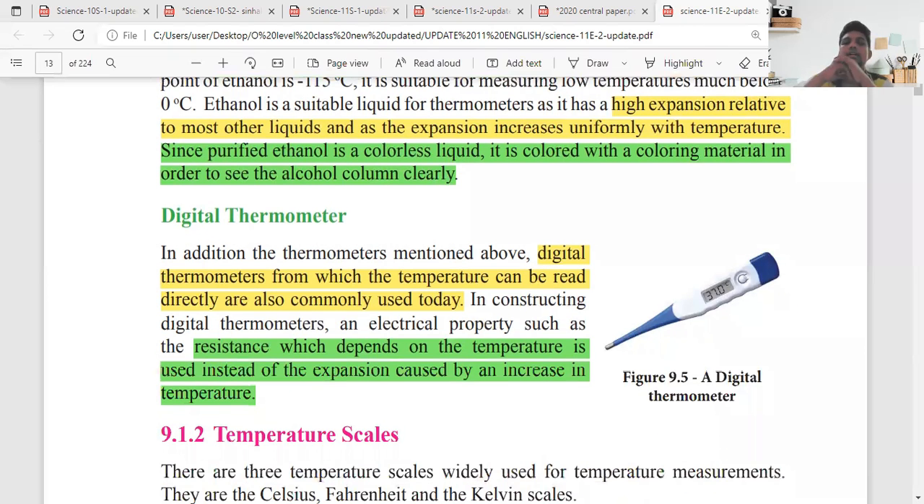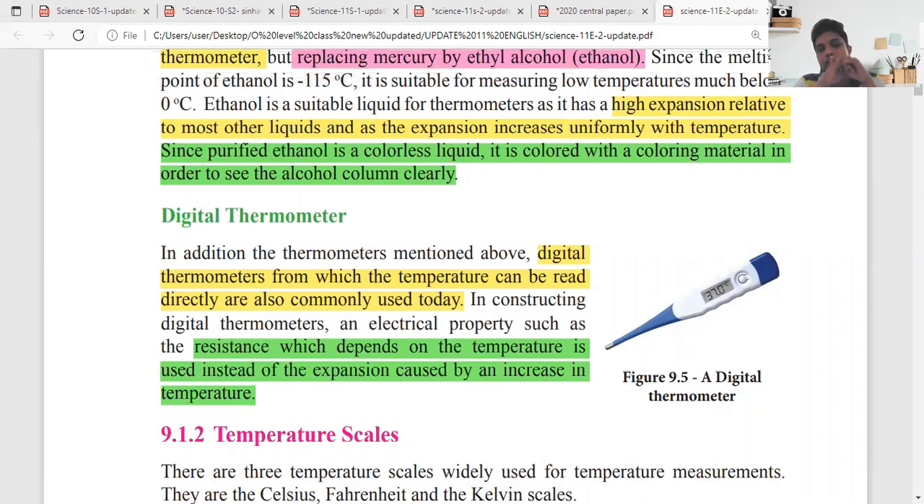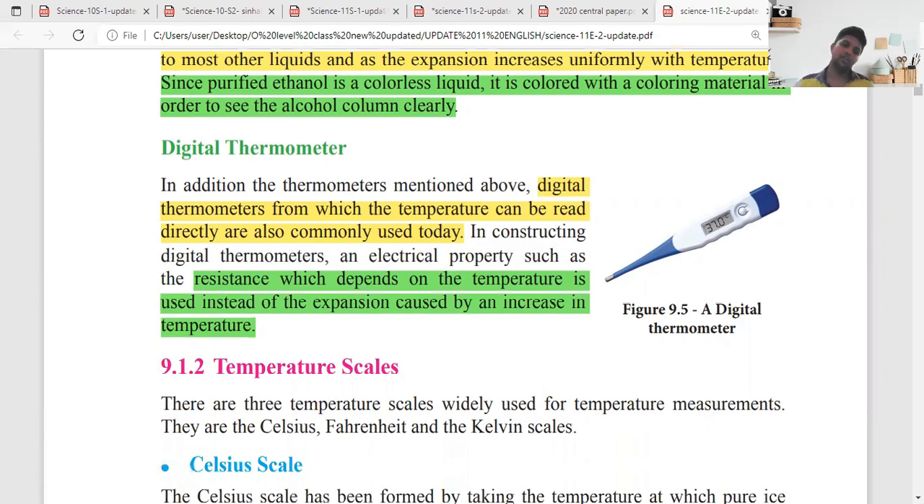Write the topic: digital thermometer. This is an easy one. No need to go into the mechanism, you just want to understand. This is also used in day-to-day life right now, and it is the most common one with the present technological development. Let's read first.